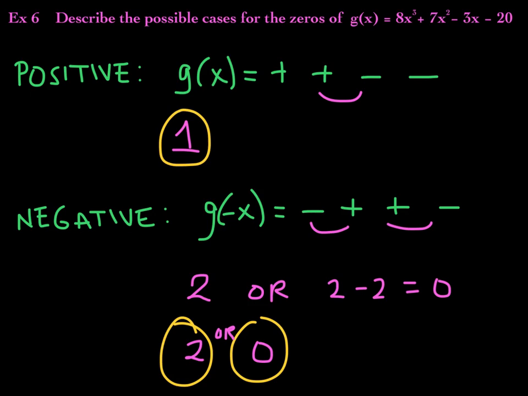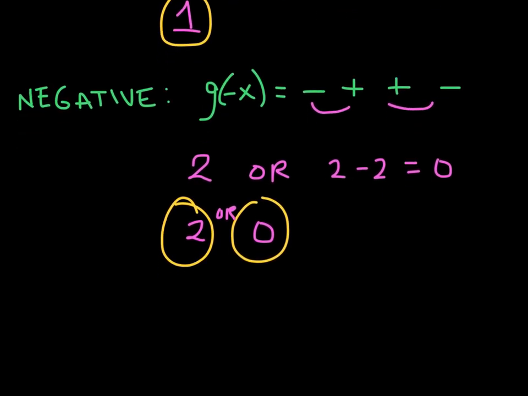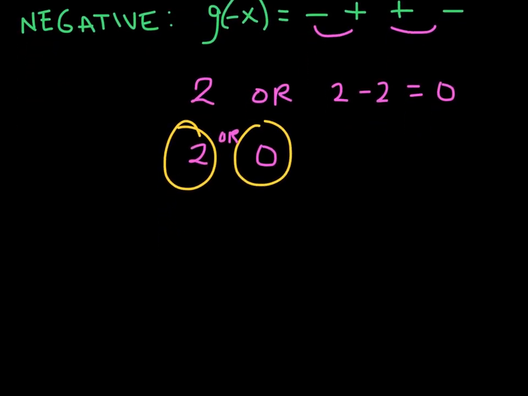Now, before I scroll down to create more room, I want you to notice that the degree of this function is 3. That means you have 3 zeros all together. 3 zeros all together. All right, here we go.